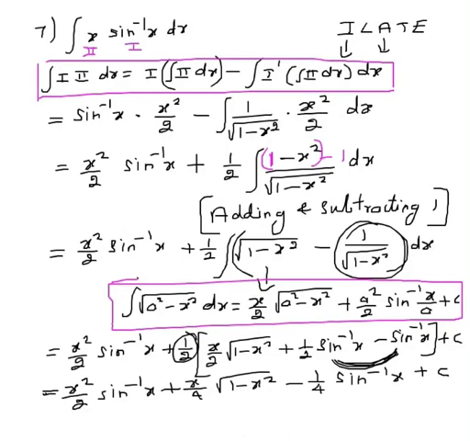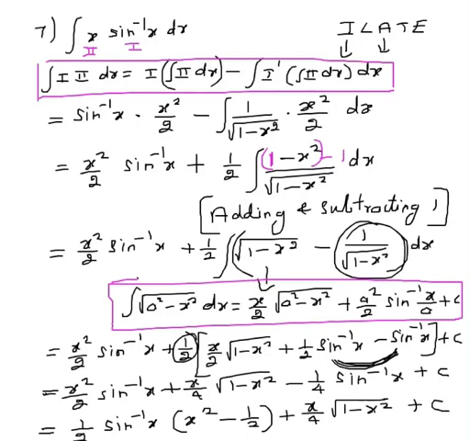We can combine sine inverse of x terms, therefore the answer will be 1/2 is common, sine inverse of x is also common. We get x square from the first term and minus half from the second term. And the other term is x by 4 times root of 1 minus x square and plus c.